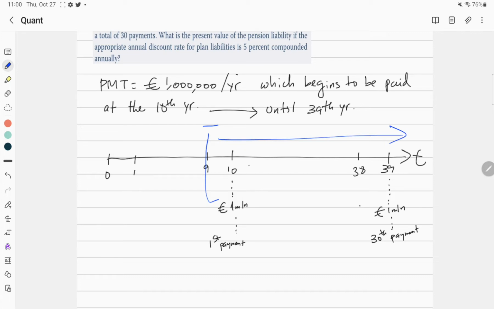Now this looks like an ordinary annuity. That means if we treat the 9th year, which is T9, as T0 and T10 as T1, then this will become an ordinary annuity problem, right? Where the first payment occurs at the first year. So T10 being T1 and T9 being T0.